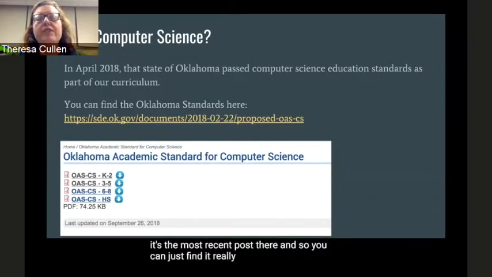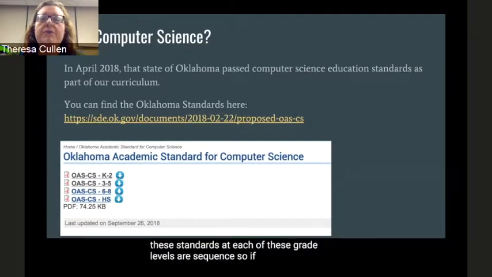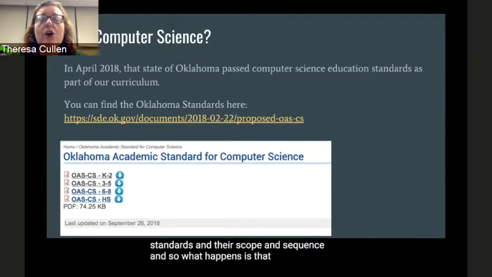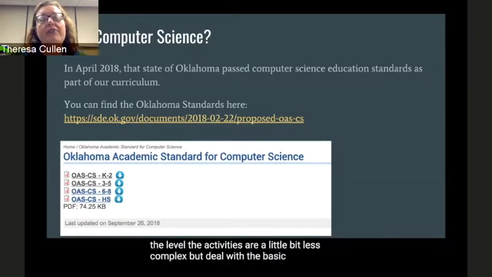Each of these standards at each of these grade levels are sequenced. So if you have a science background, this will remind you of some of the Next Generation Science Standards and their scope and sequence. And so what happens is that in grades K-2, the activities are a little bit less complex, but deal with the basic concepts of computer science. And then at grades 3 through 5, they become a little bit more complicated as we move up to high school.